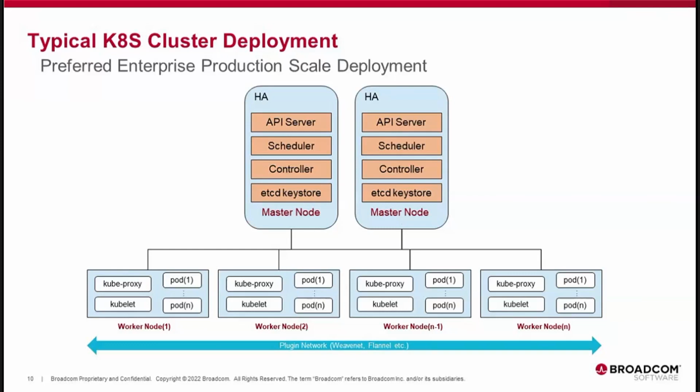And then we have the scheduler for scheduling the pods on the nodes, the controller responsible for the life cycle, and then the etcd key store, right? So these are some of the critical components on the master nodes. And then on the worker nodes, we generally have a kube proxy and kubelet, followed by a set of pods, which are nothing but wrappers on top of the underlying containers, right? So this is how a typical production scale deployment would look in a Kubernetes cluster.